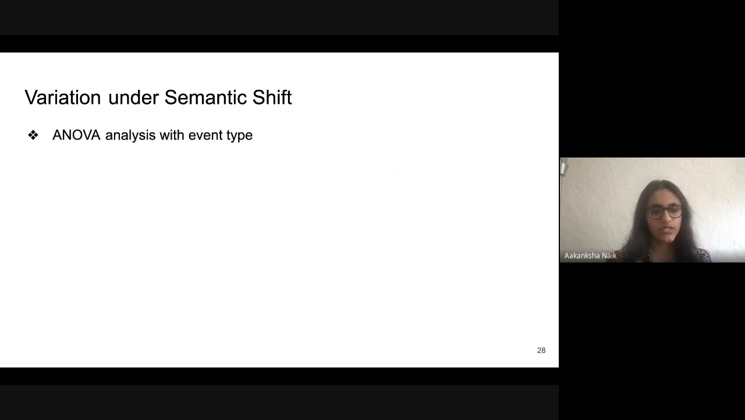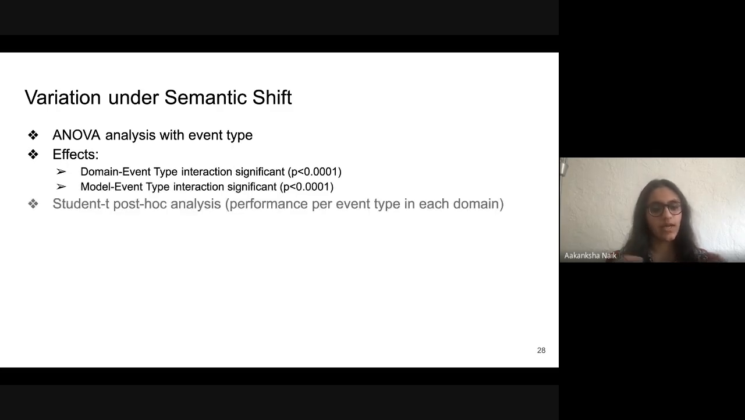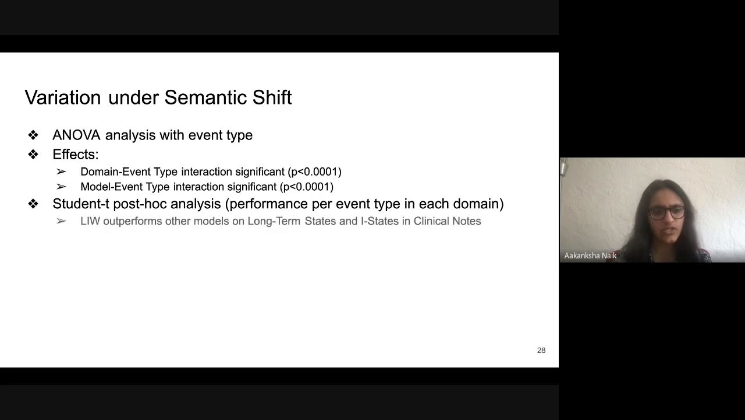And we also looked at variation along the semantic dimension. To do this, we did an ANOVA analysis with the event types from the data sets. The comparators that we had were domain, event type, and the model. And we did see significant interaction between the domain event type and model event type, indicating that different models did better on different classes of event types. So we did a student post hoc analysis of the performance of each event type in each domain.